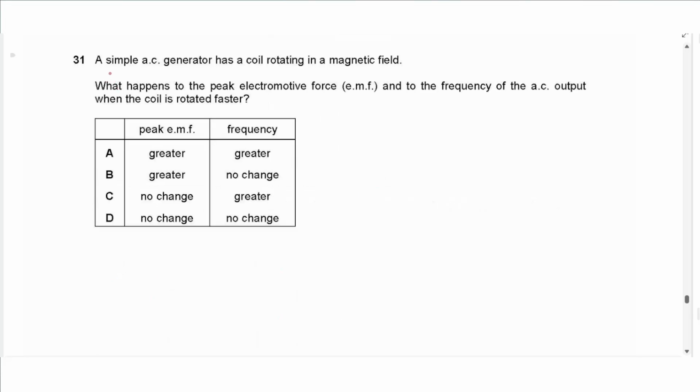Question 31 says, a simple AC generator has a coil rotating in a magnetic field. What happens to the peak electromotive force and the frequency of the AC output when the coil is rotated faster? So moving the coil faster causes the voltage induced to be greater, and increasing the speed of rotation by definition increases the frequency. So the answer is A.